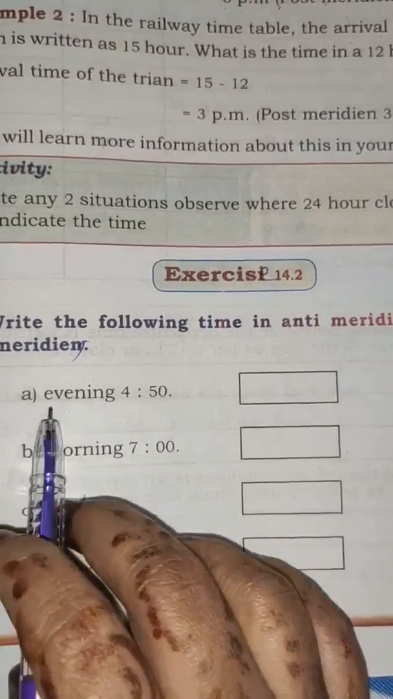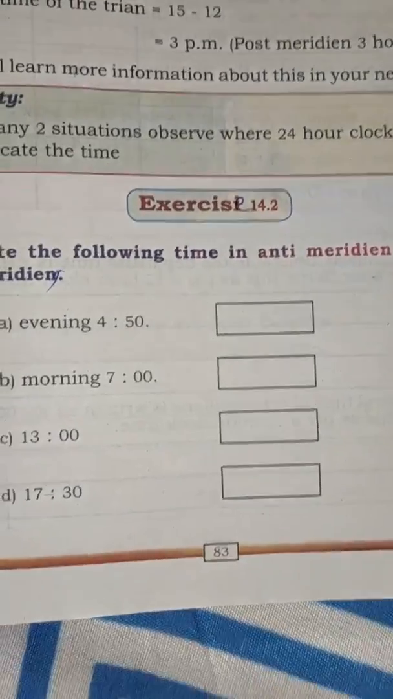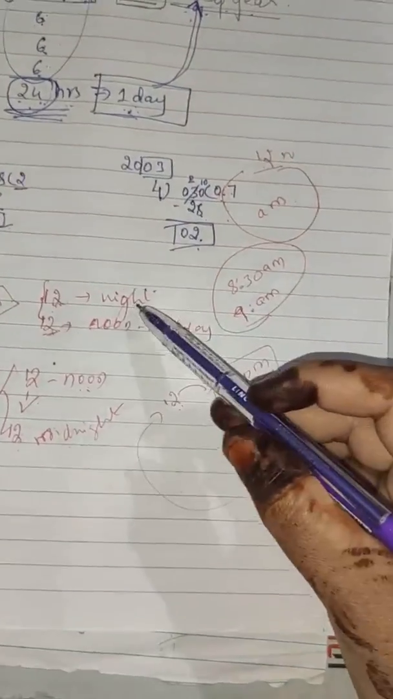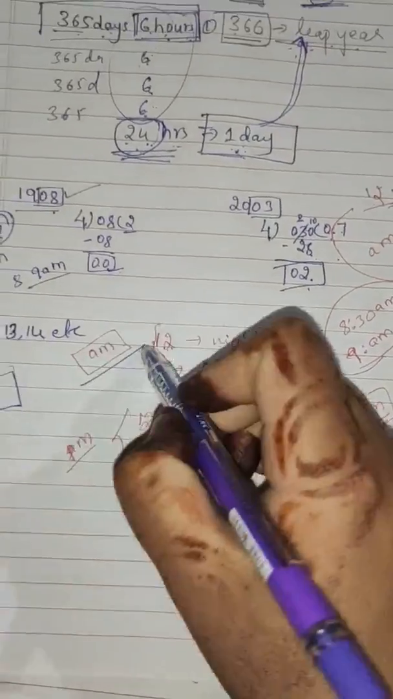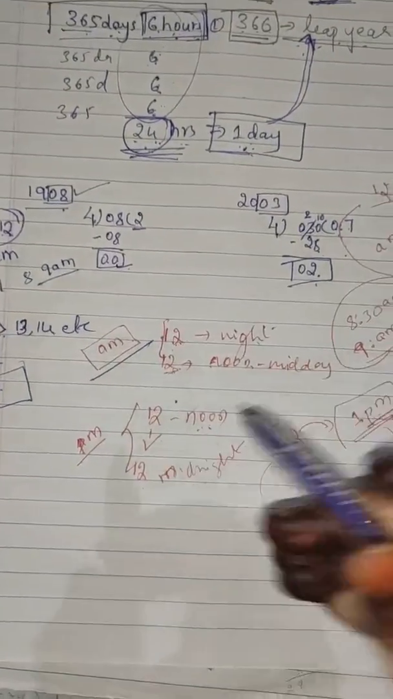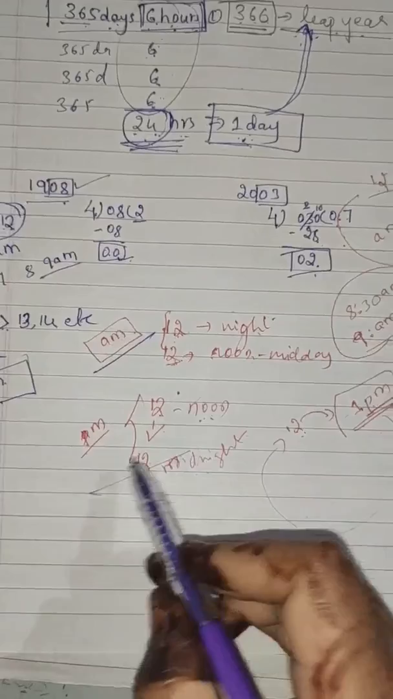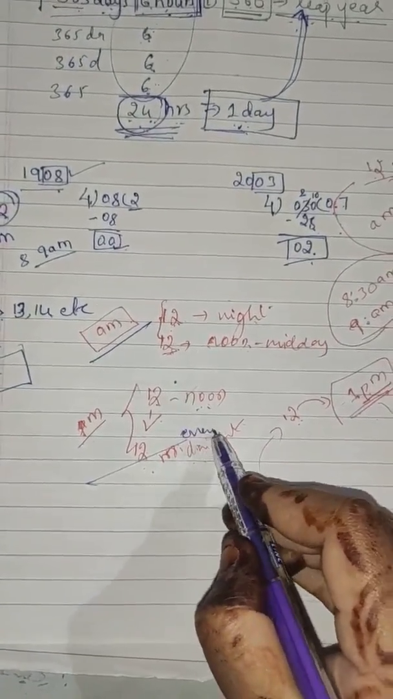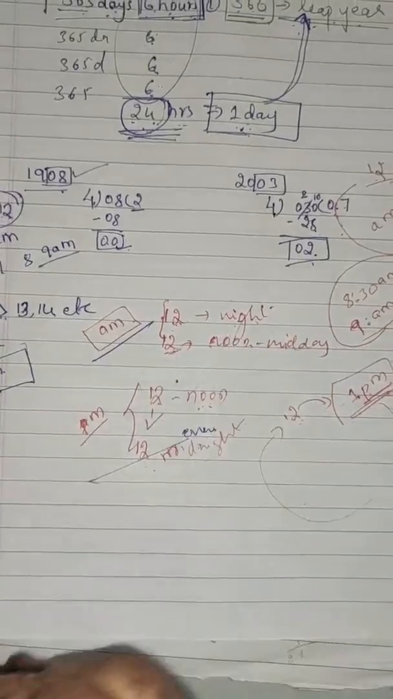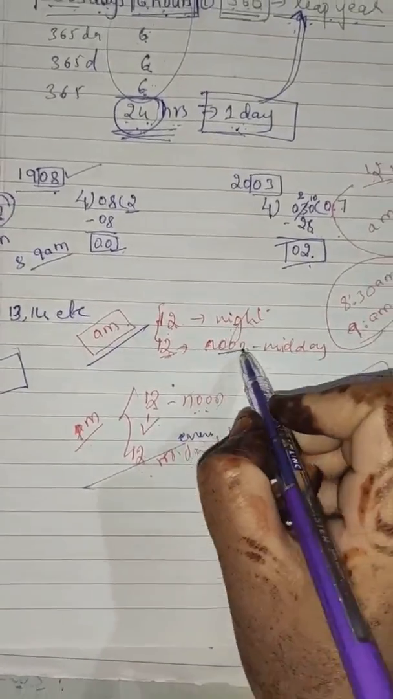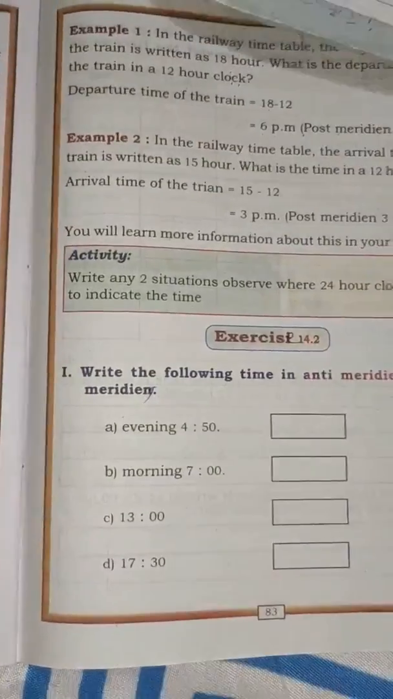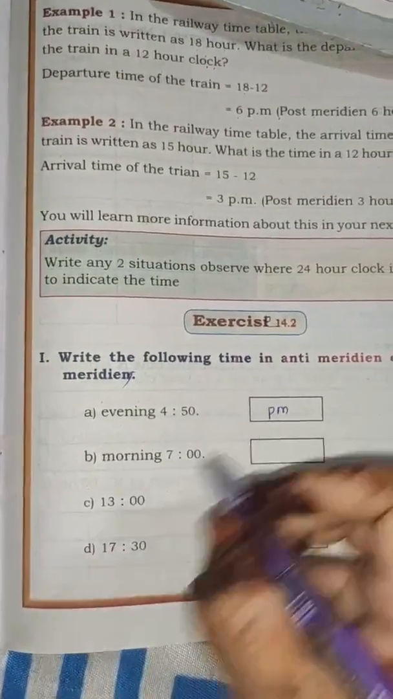See, they are saying evening. Yes, what you have to do? Evening in the sense what? Now I just told you. Do you remember? From night to noon it is AM. From noon to midnight it is PM. Evening will not come in the AM. Yes or no? If it is from noon to night, evening means it is PM. Yes, you have to write here PM, which means post meridiem.